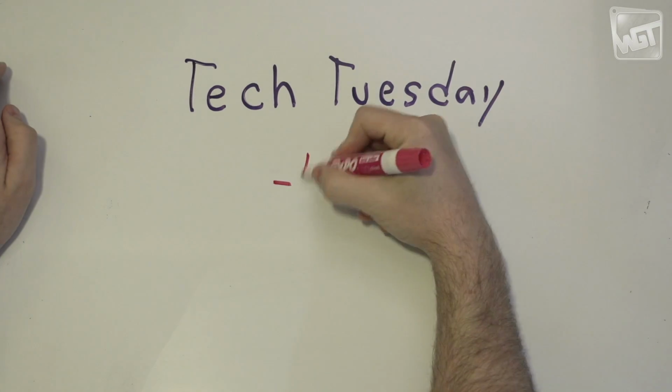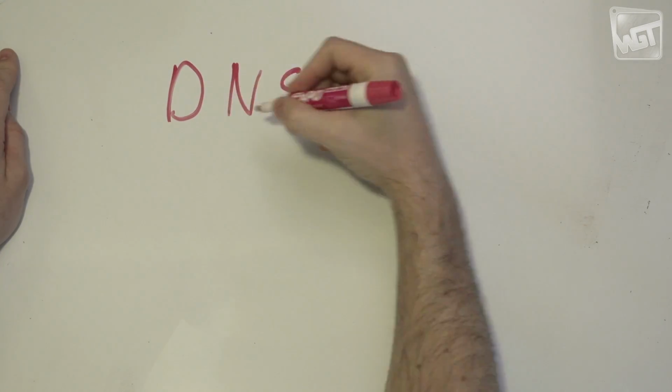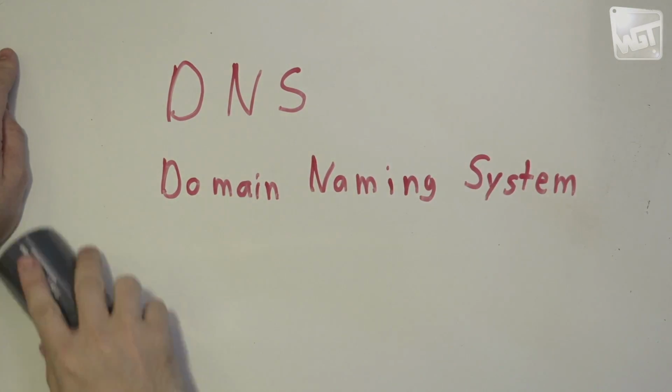There's a bunch of stuff I want to do about the internet. I want to explain routing, I want to explain network address translation, I want to explain DDoSing. This week, DNS.